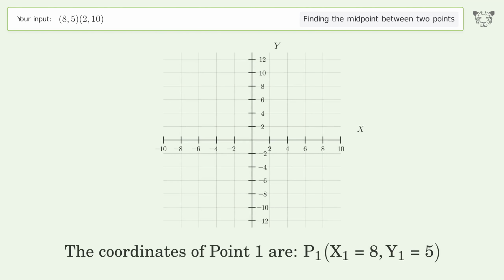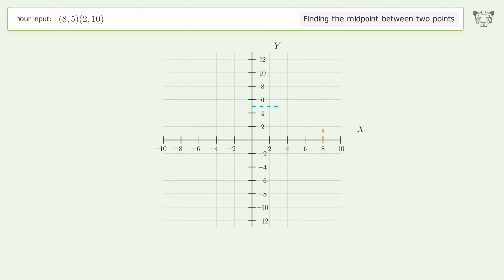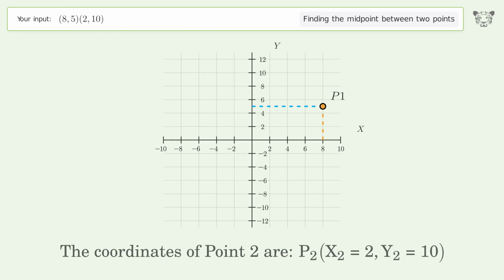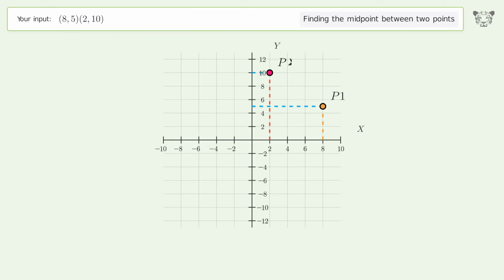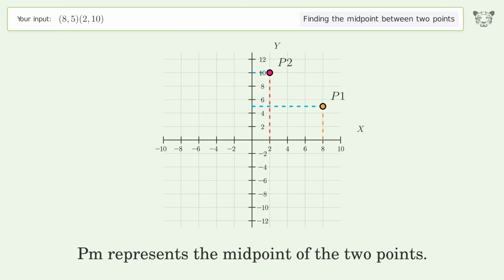The coordinates of point 1 are x1 equals 8, y1 equals 5. The coordinates of point 2 are x2 equals 2, y2 equals 10. PM represents the midpoint of the 2 points.